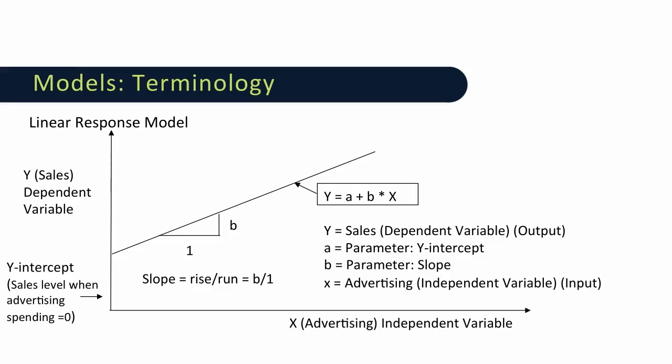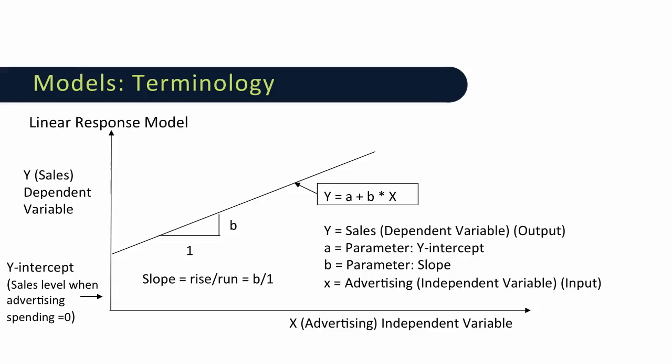In this slide, we review the terminology around the most basic of models, the linear response model. Here we have only one input variable, similar to the advertising effectiveness model we reviewed earlier. As usual, our output variable is revenue related. In this case, sales revenue. We express the linear response model as y equals a plus b multiplied by x, where y is our dependent variable, here representing sales revenue.